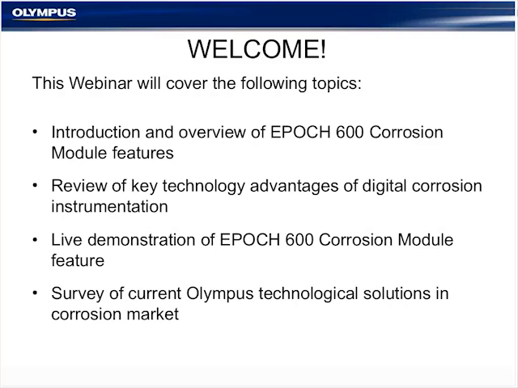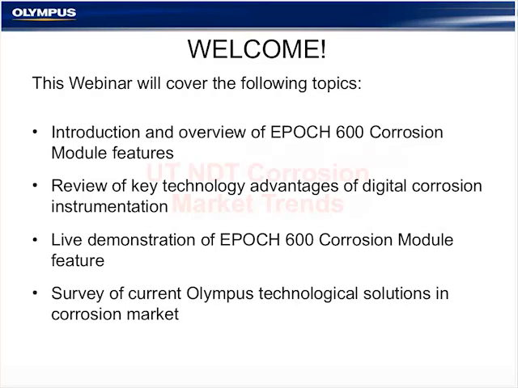So our webinar today will include the topics you see before you. We'll cover an introduction and an overview of the EPIC 600 corrosion module features. We also want to review some of our key technology advantages of digital corrosion instrumentation as a general subject. I'd like to give you a live demonstration, or at least as live as a webinar allows, of the EPIC 600 corrosion module feature. And then I'll pass the presentation over to Grant Reig, who will provide a survey of some current Olympus technological solutions in the corrosion market as, again, a more general topic.